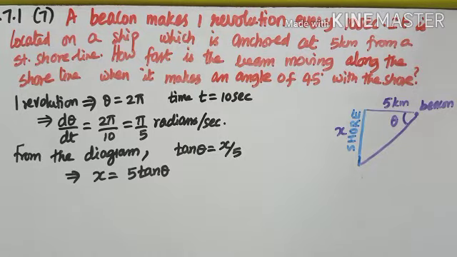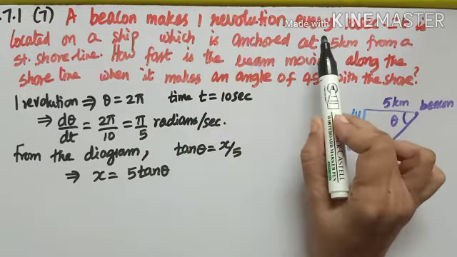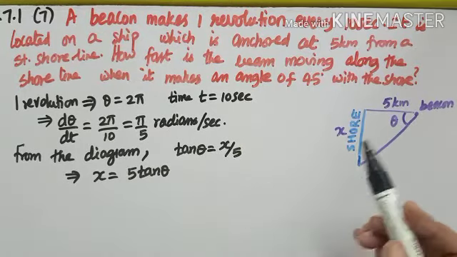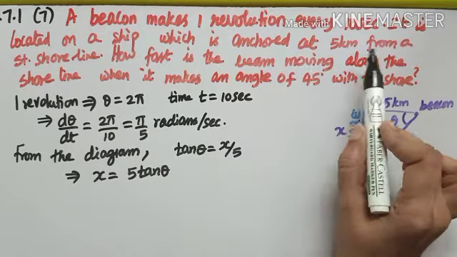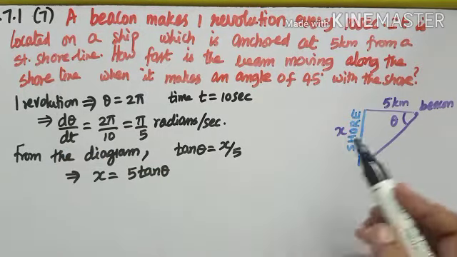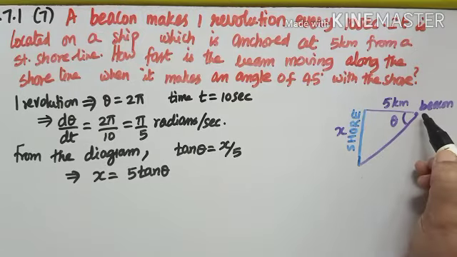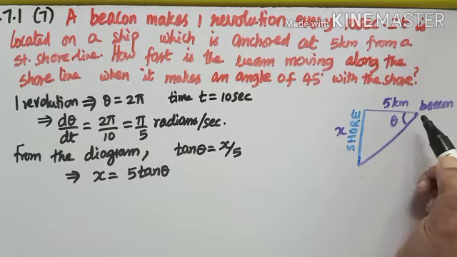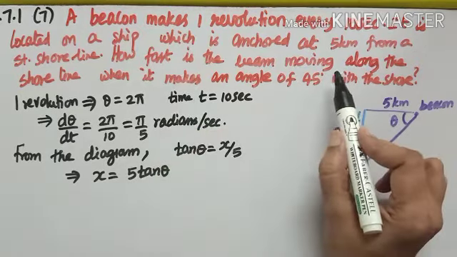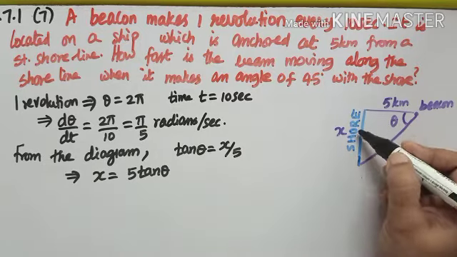Exercise 7.1 question number 7. A beacon makes one revolution every 10 seconds. It is located on a ship which is anchored at 5 km from a straight shoreline. So we can mark the straight shoreline and the beacon drawn here, which is 5 km from the shoreline. How fast is the beam moving along the shoreline?